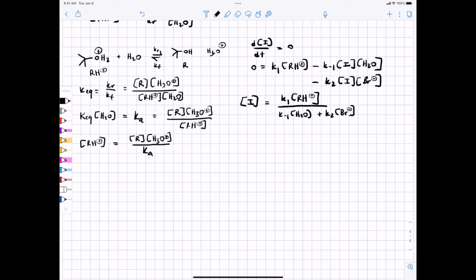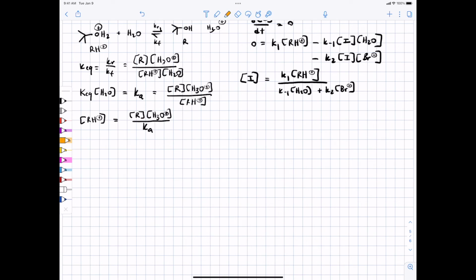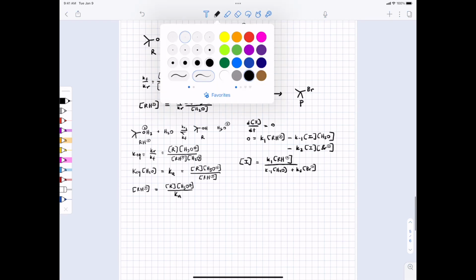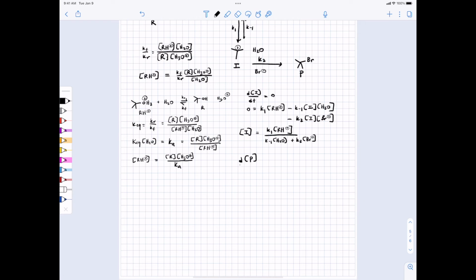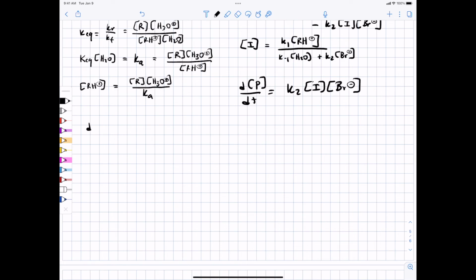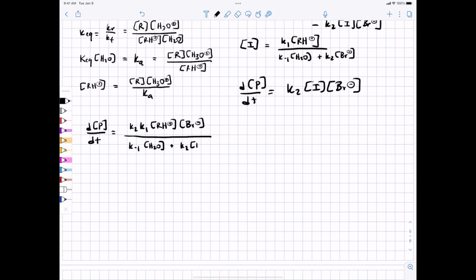And then we can take our overall expression for the rate of this reaction, which would be dP/dt equals K2 times I times Br minus concentration, to rewrite our rate law like this: K2 times K1 times concentration of protonated alcohol times the concentration of Br minus divided by K minus 1 times the concentration of water plus K2 times the concentration of Br minus.